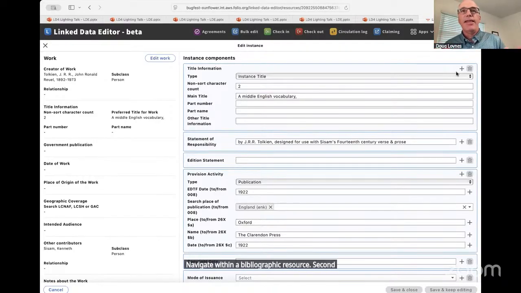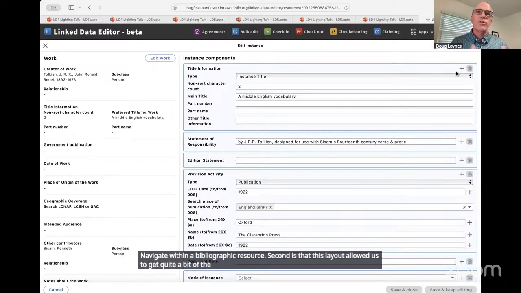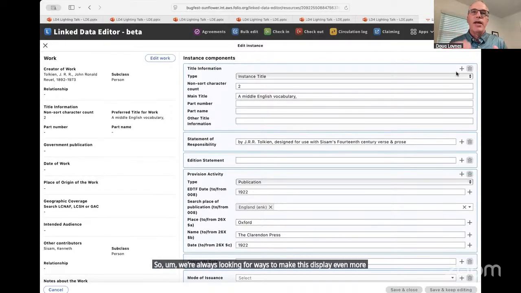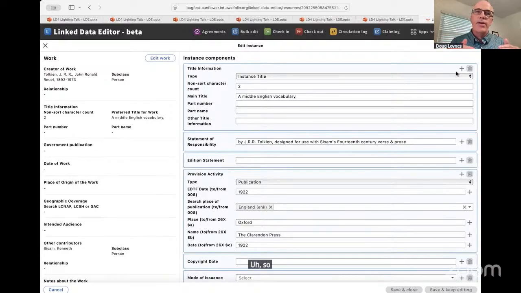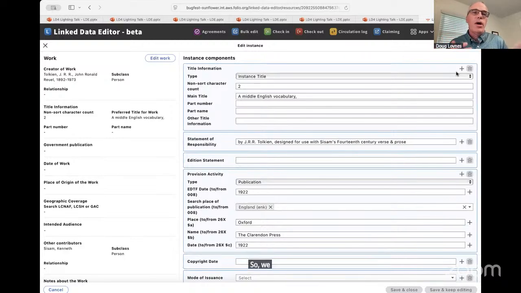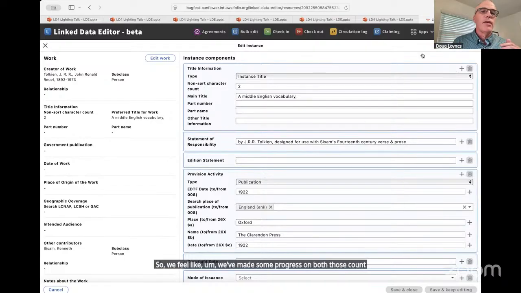Second is that this layout allowed us to get quite a bit of the bibliographic resource above the fold, if you will. So we're always looking for ways to make this display even more compacted so that we can limit the amount of scrolling that catalogers would have to do, which is disruptive. So we feel like we've made some progress on both those counts.